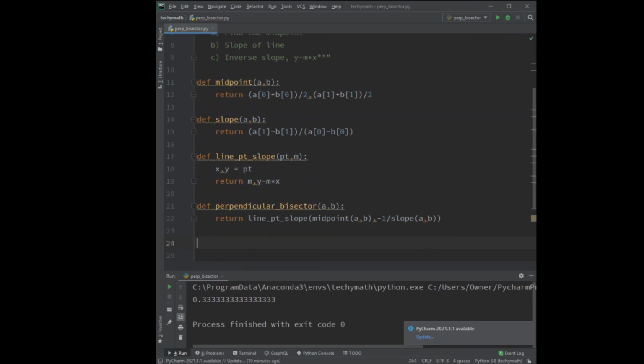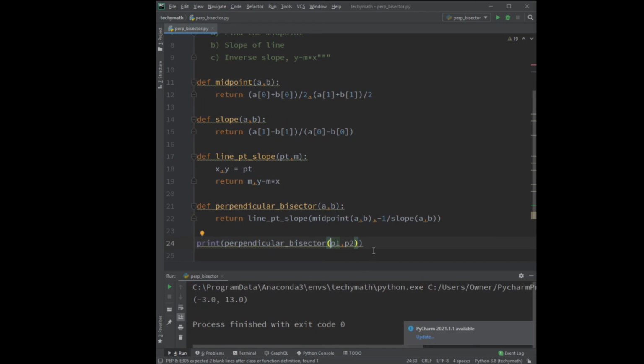Okay, the perpendicular bisector is going to find the line with the slope being the negative inverse of the slope through those 2 points, and 1 point on that line being the midpoint. So we print out the perpendicular bisector. Let's run it. So this is the slope and the y-intercept of the perpendicular bisector, which is what we found before. Negative 3 is the slope, 13 is the y-intercept.